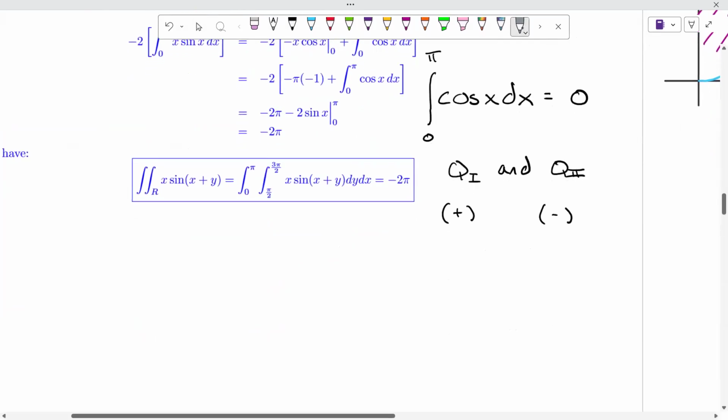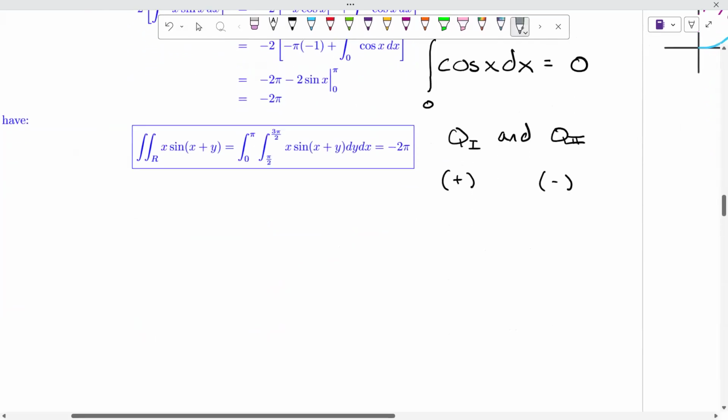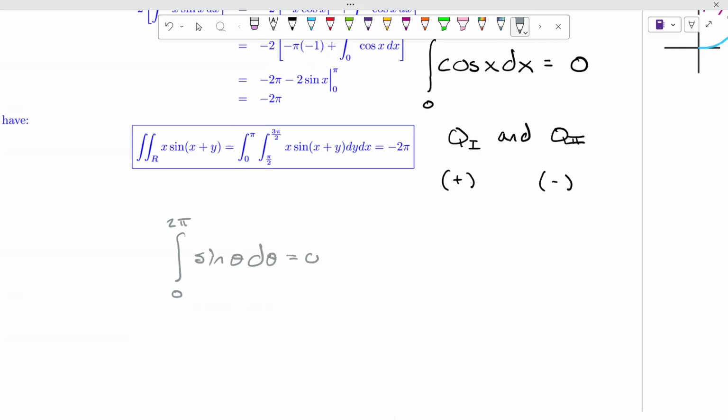Another handy set of integrals would be evaluating either trig function, either sine or cosine. Let's call it sine theta d theta, from 0 to 2 pi always results in 0. 0 to 2 pi of cosine x dx, also 0. If I integrate a trig function over its full cycle or all the way across its period, I'm going to get 0. By that same argument I used a moment ago.